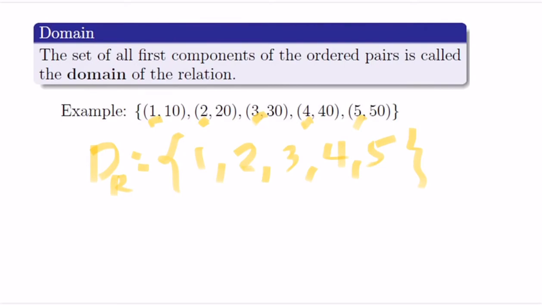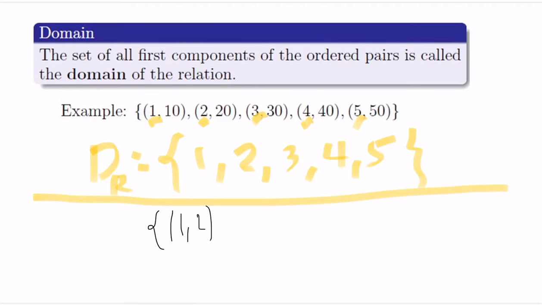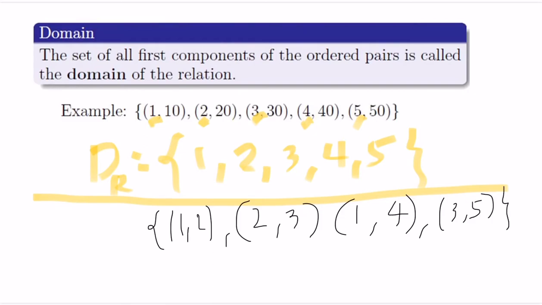Now take note that when we say set, the elements must be distinct. Now, for example, I have this relation: (1, 2), (2, 3), (1, 4), (3, 5). Now, what is our domain for this relation? The domain is the set containing 1, this 1, 2. There's another one, but we already wrote 1, so do not write 1 again. Okay, so proceed to the next ordered pair, 3. So we have 1, 2, and 3 as the domain of this relation.